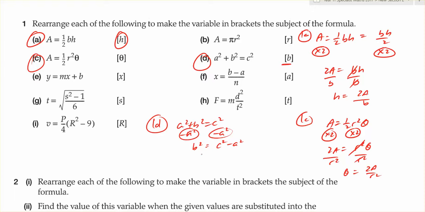Now, we've got b squared here. The opposite of squared is square root. So I square root both sides, that only becomes a b, and we get the square root of c squared minus a squared. What's important to note is when I square root something, I get a plus and minus answer. Whenever I square root something, I get a plus or minus answer.